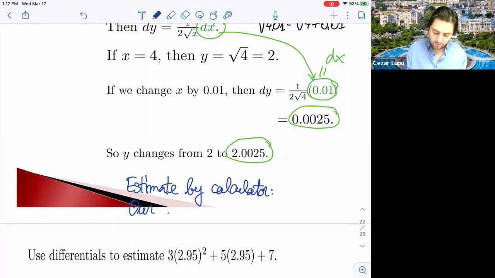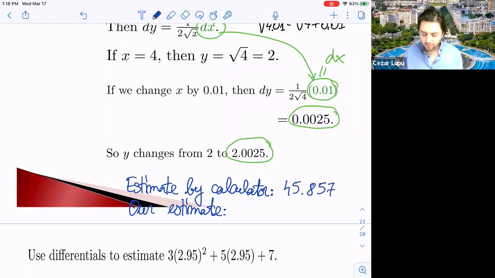And our estimates. So I want you to tell me, what does the calculator say? Yes, exactly. That's the fun. But first, before we go into that, tell me what does the calculator say? So it's 45.8557. Okay, so that's the calculator estimate.